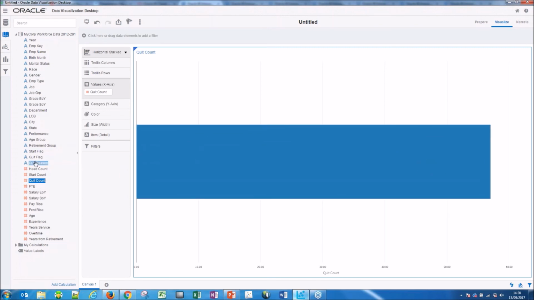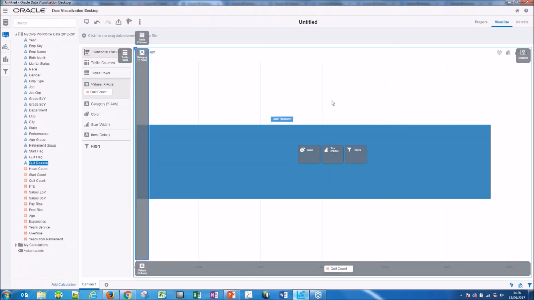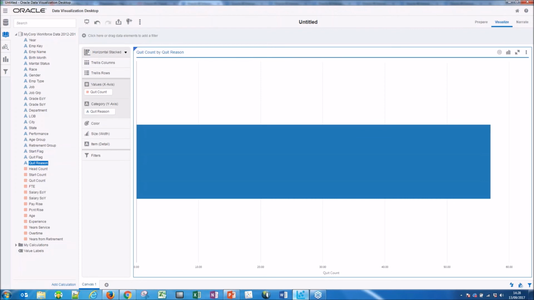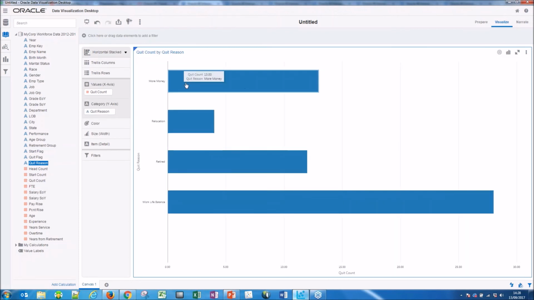Now I might want to add some context to that. If I just grab that quit reason and drag that onto my grid and let go, the system will go away and decide what's the best way that we could show that. So it's showing me the reasons that people quit this particular organization.